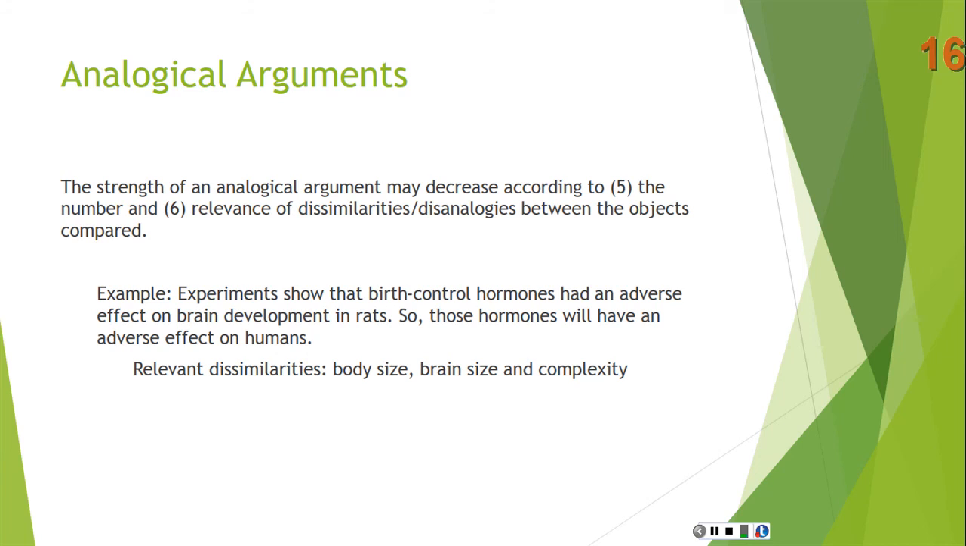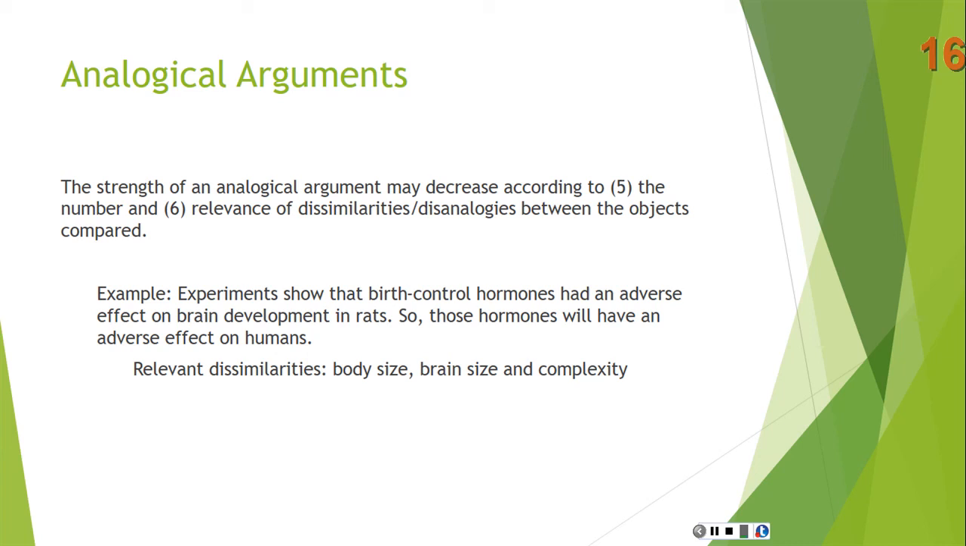You know, rats and humans have different sized bodies, different sized brains, and their brains have a different level of complexity. So given these relevant dissimilarities, you might think that, well, just because the hormones had an adverse effect on rat brains, it doesn't mean that it's going to have an adverse effect on human brains. Okay, so the strength of an analogical argument may decrease according to the number of dissimilarities as well as their relevance.